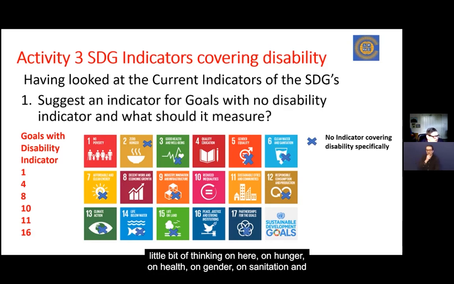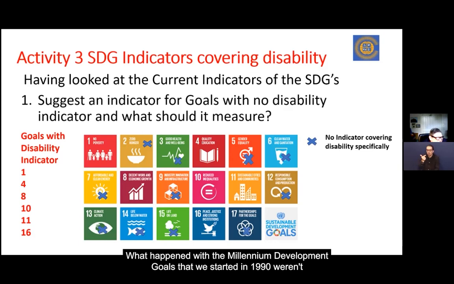On hunger, on health, on gender, on sanitation and water, on energy, on infrastructure, on consumption and production, climate, land and water, and partnership. What should we be measuring to show that this is an all-inclusive sustainable development goals? And you might say, well, we haven't got very long, we've got 9 years. I think that's true, but I would put this point in the air. What happened when the Millennium Development Goals that we started in 1990 weren't reached? They just rolled them over and said, we'll give you another 15 years.